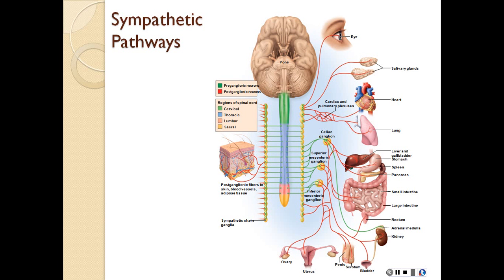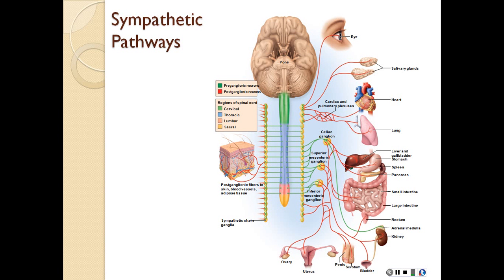So the cervical region is green, part of the spinal cord. Notice there are no nerves coming off the cervical region. What about the thoracic and lumbar? The thoracic region of the spinal cord is blue. Notice in the sympathetic division, most of the preganglionic neurons come off of the what? Thoracic region of the spinal cord, and also the lumbar region. That's why it's called the thoracolumbar division, because that's where the neurons originate, in that part of the CNS.